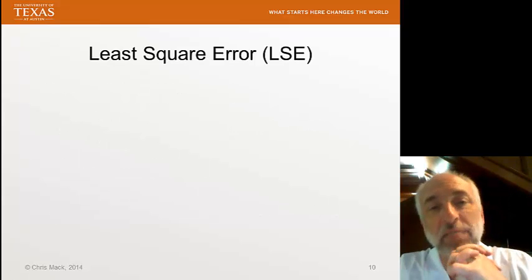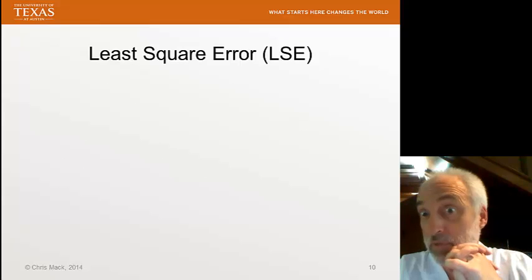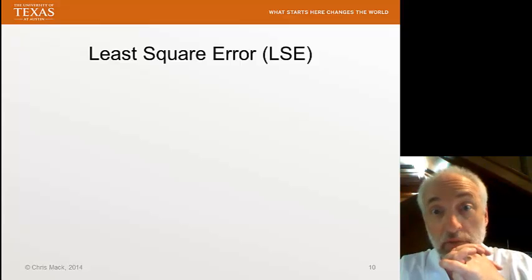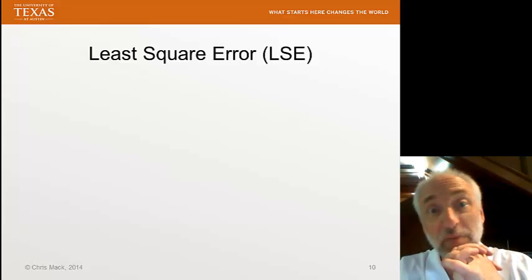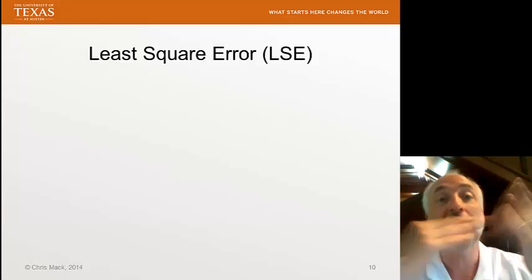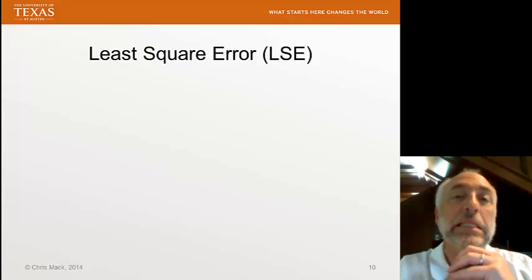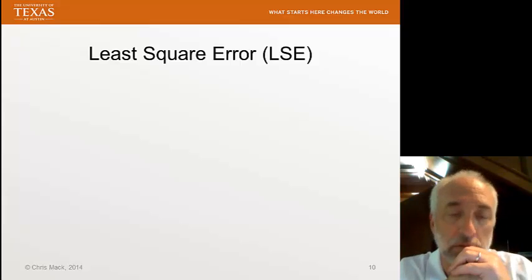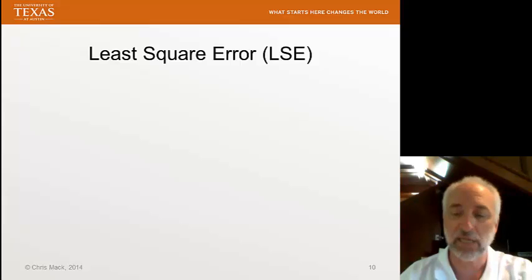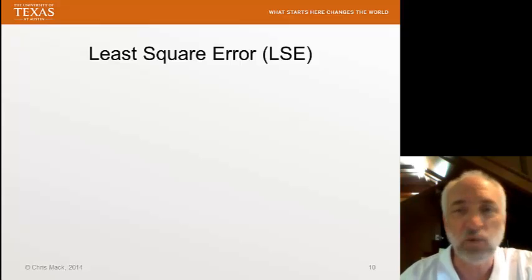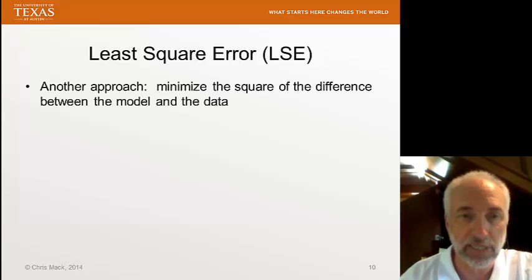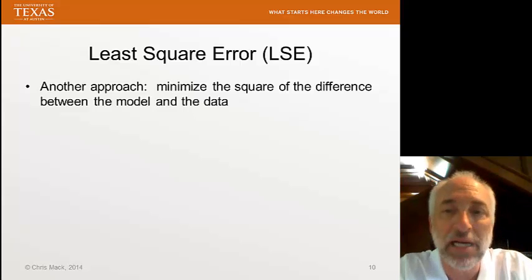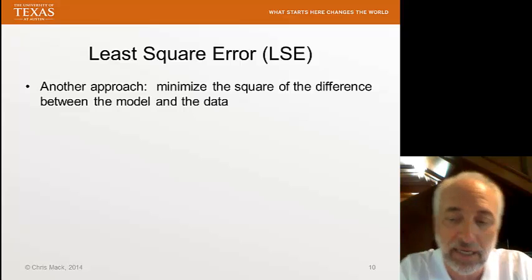Well, that's the maximum likelihood estimators for the parameters A and B of our linear regression. But you might be thinking, wait, I've learned something different. I've learned about least squares regression. What does that mean? How does that relate? Let's take a look. A least square error regression goes something like this. We minimize the square of the difference between the model and the data.